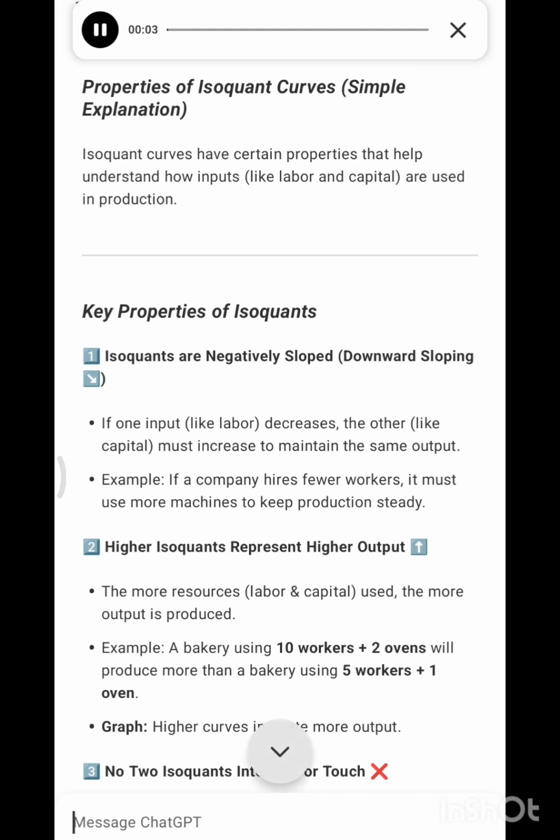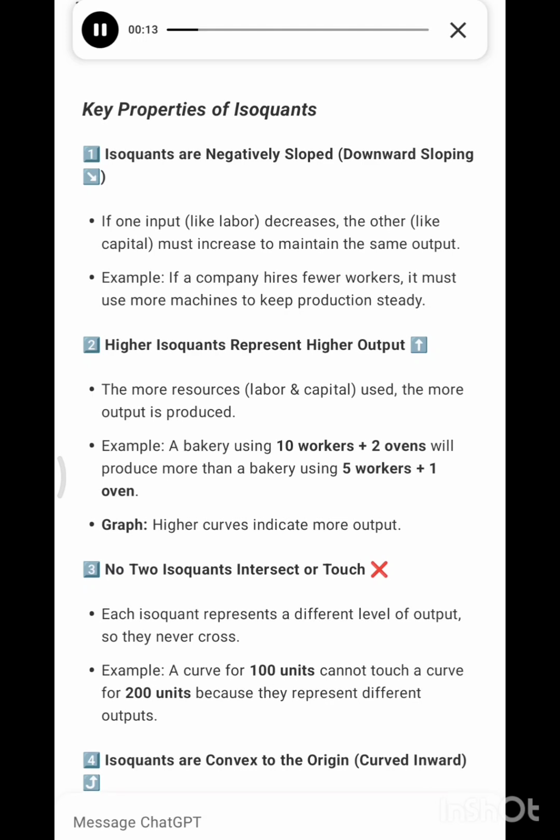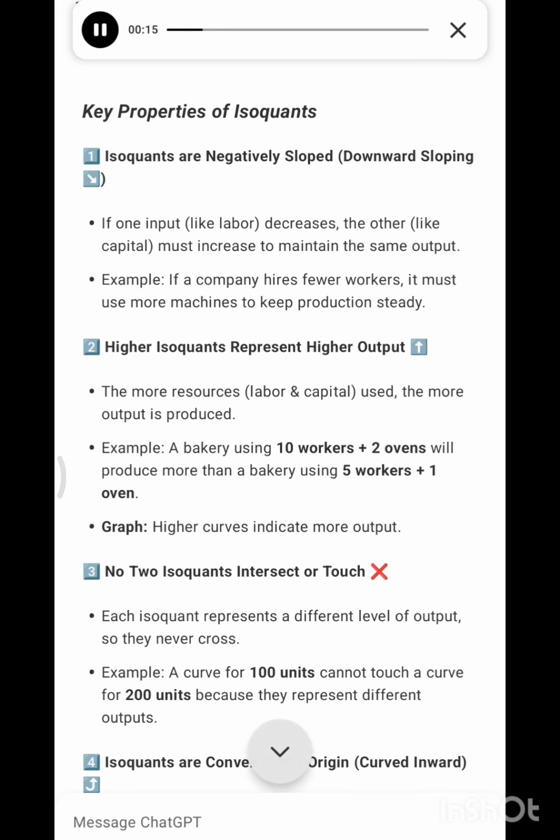Simple explanation. Isoquant curves have certain properties that help understand how inputs like labor and capital are used in production. Key properties of isoquants. 1. Isoquants are negatively sloped, downward sloping. If one input, like labor, decreases, the other, like capital, must increase to maintain the same output. Example: if a company hires fewer workers, it must use more machines to keep production steady.